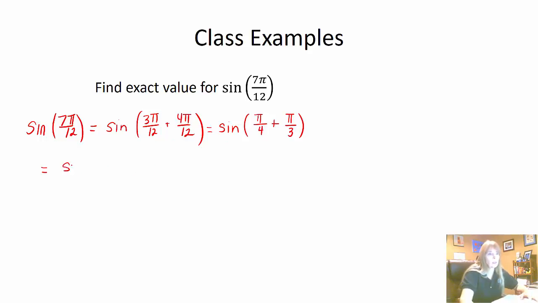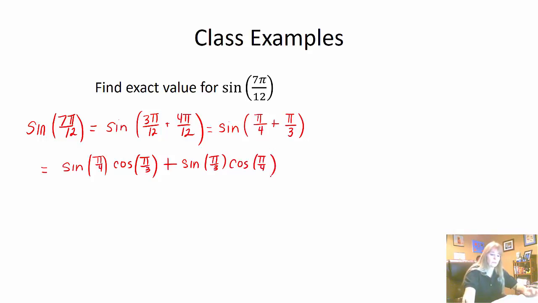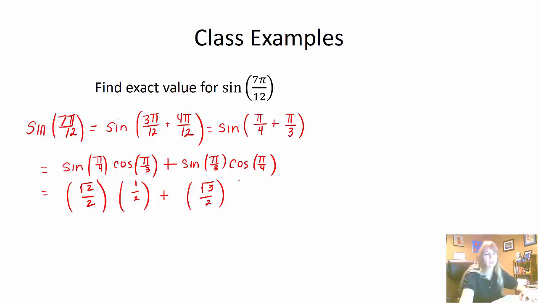All right, so here I'm going to do sine of the first one, cosine of the second angle. Remember, we said the sine stays the same, plus sine of the second one, and then cosine of the first angle. All right, so away we go. So the sine of pi over 4, square root of 2 over 2. The cosine of pi over 3, 1/2. The sine of pi over 3, square root of 3 over 2. And then the cosine of pi over 4, square root of 2 over 2.